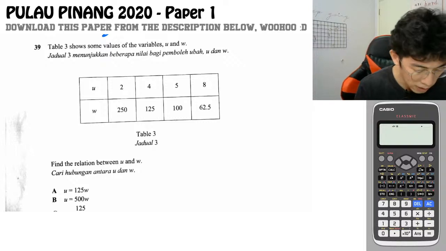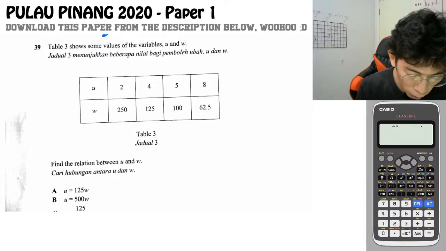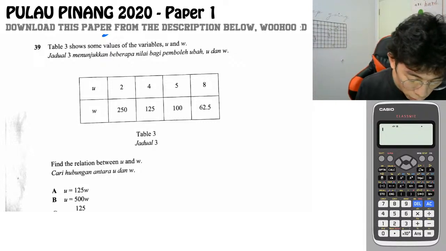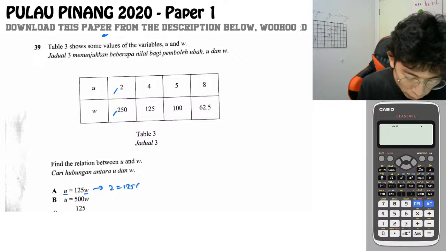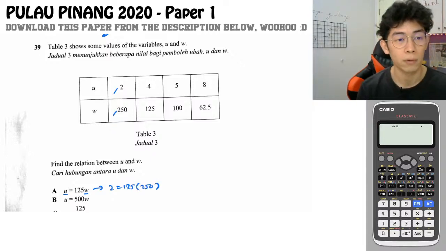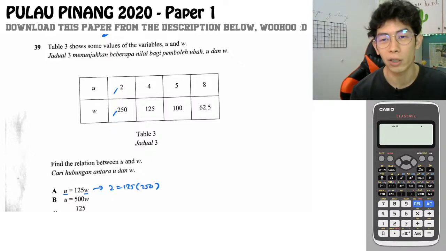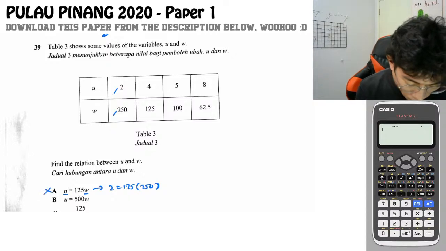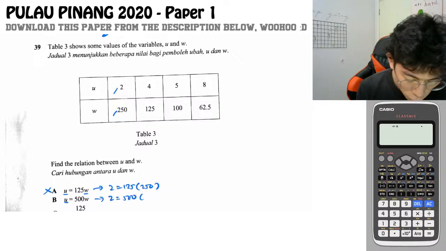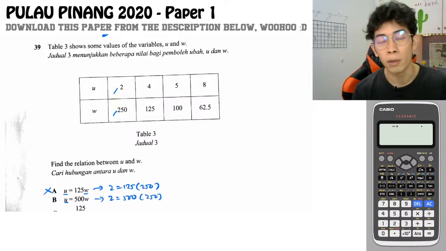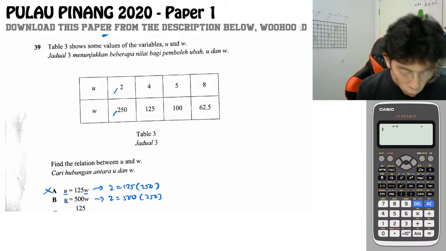Okay, number 39. Checking one by one is the easiest, guys. So U and W. I check 2 equals 125 times the... equal? Not equal. So wrong. Then I put 2 equals 500 times the... equal? Not equal?